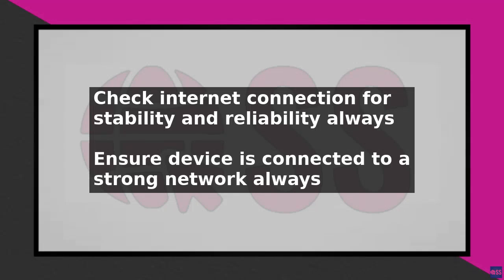To fix the Cash App unexpected error, start by checking your internet connection, as a stable connection is necessary for the app to function properly. Ensure your device is connected to a strong and reliable network. Next, check for any updates for the Cash App in the App Store, as an outdated version may cause errors. If an update is available, download and install it, then try using the app again.